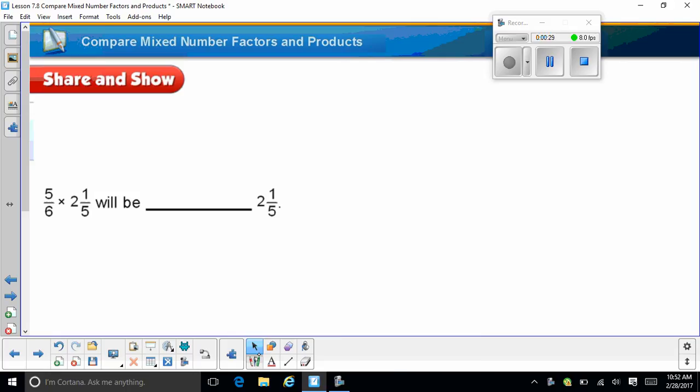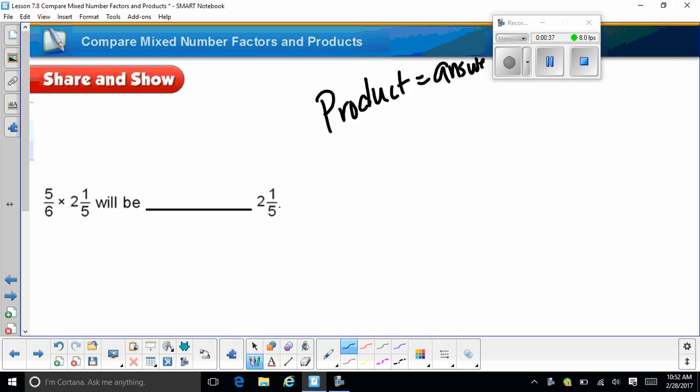Remember, product means the answer of a multiplication question. Factors mean the two numbers or fractions that I'm multiplying. So in this case, 5/6 and 2 1/5 both would be your factors. When I'm comparing to see if my product is going to be larger or greater than one of my factors, I need to go ahead and multiply to solve.